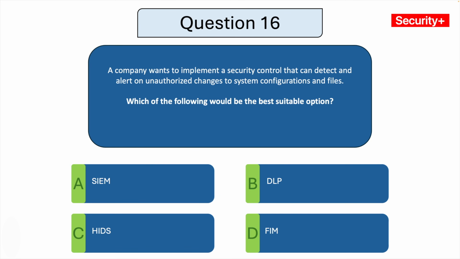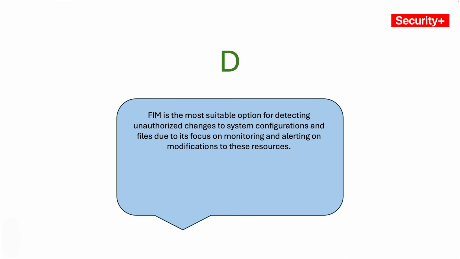And then you have D, file integrity monitoring, which is what FIM is. And that's designed to monitor and detect unauthorized changes to files, and it also supports system configurations. So that's the best answer. I'm going to go with D. FIM is the most suitable option for detecting unauthorized changes to system configurations and files due to its focus on monitoring and alerting on modifications to these resources.